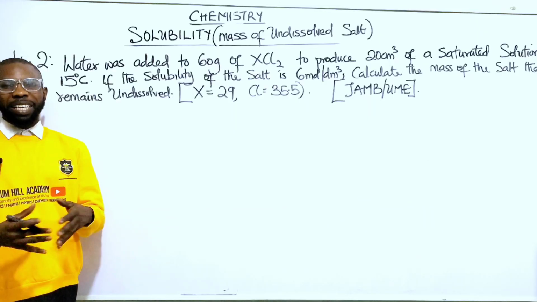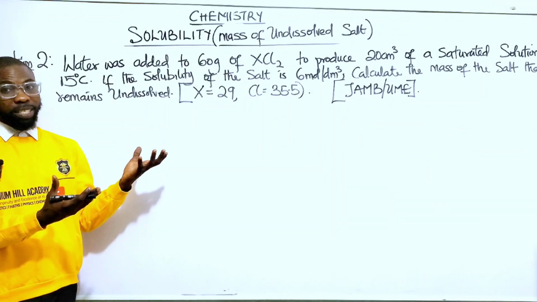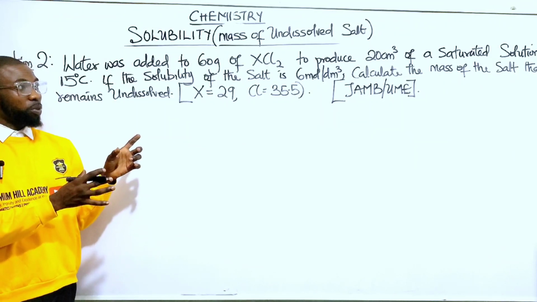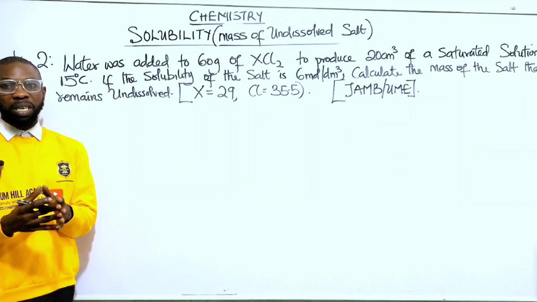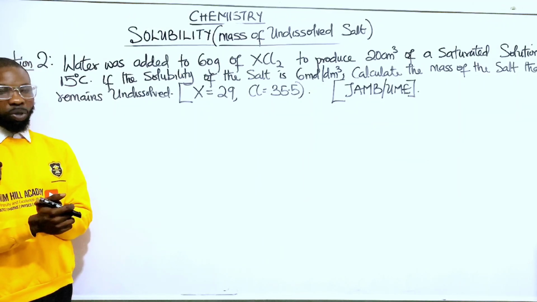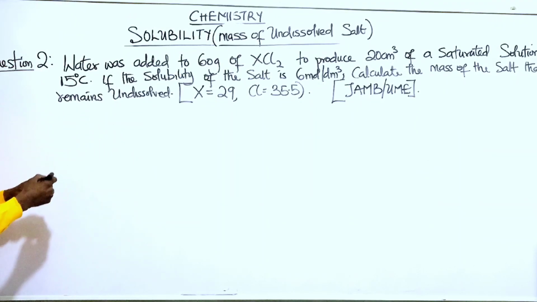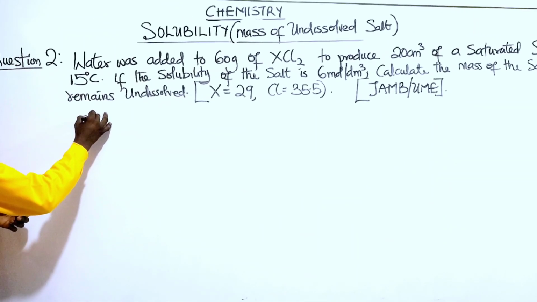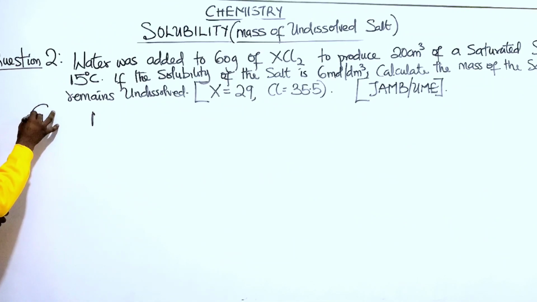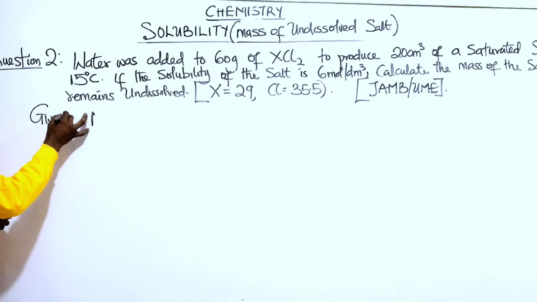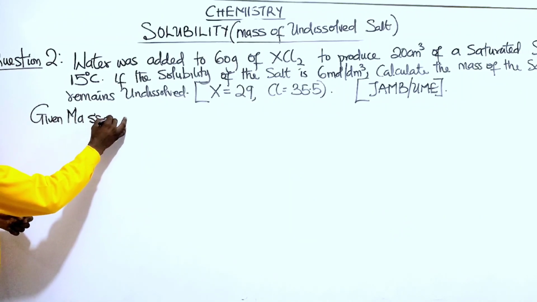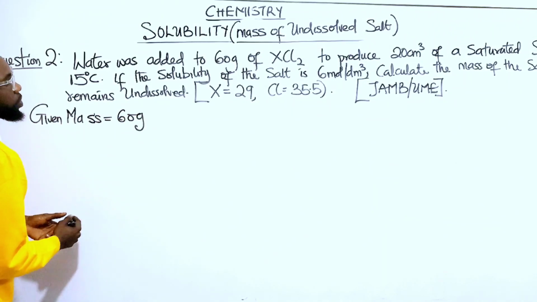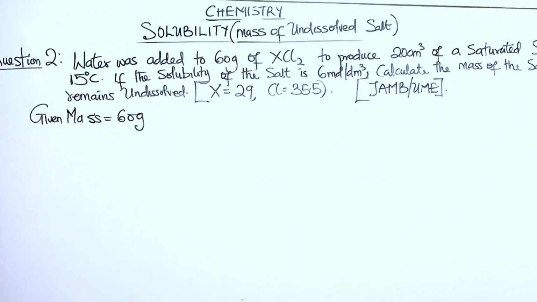Alright guys, so let's look at number 2 question. Quite similar to number 1. I'm just giving you number 2 so you can get conversant with how JAMB sets their questions with regard to mass of undissolved salts. So let's solve. It said water was added to 60 grams, so we have our given mass as 60 gram of XCl2.